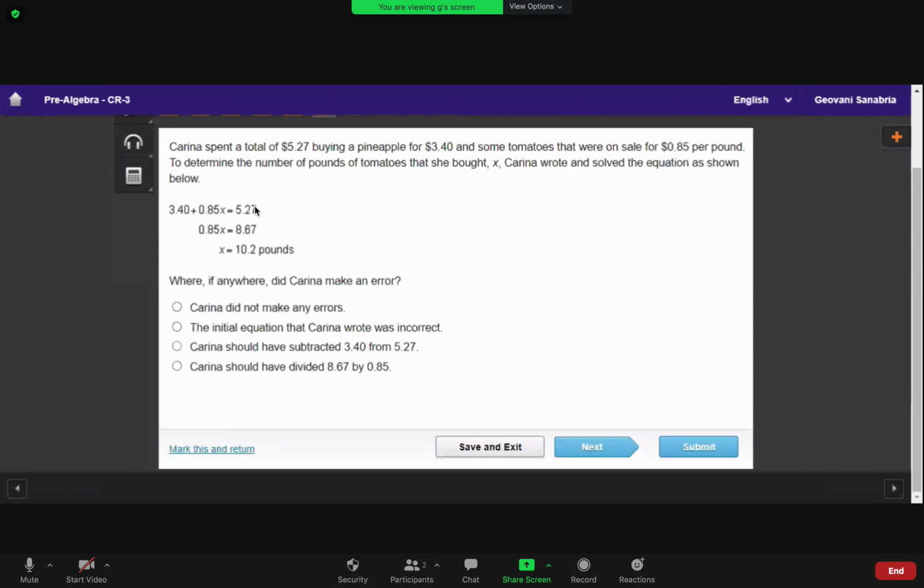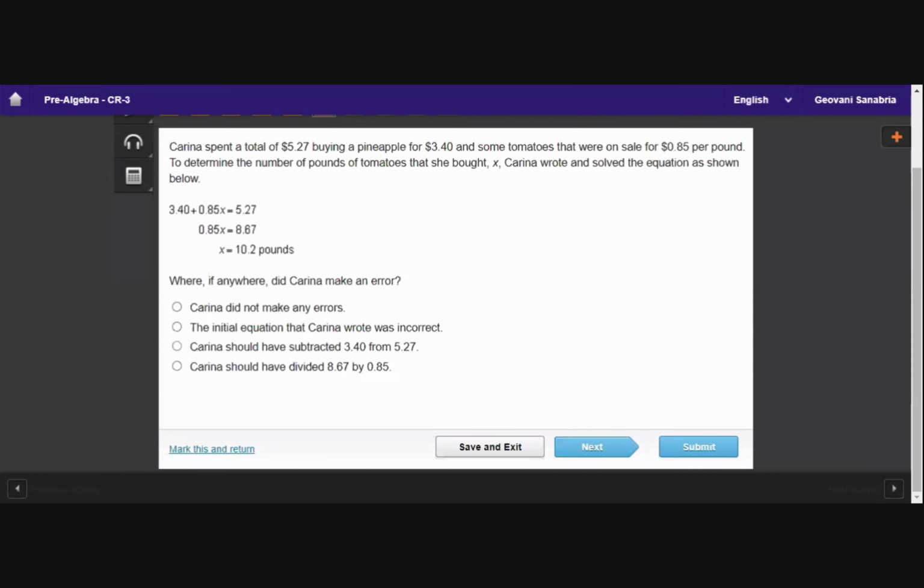Just looking at that top equation, what would be the number that's farthest away from the x? The 3.40. So what would you have to do to the 3.40? So we do minus 3.40 right under that, and then minus 3.40 to the 5.27. Perfect. So let's do that. 5.27 minus 3.40.